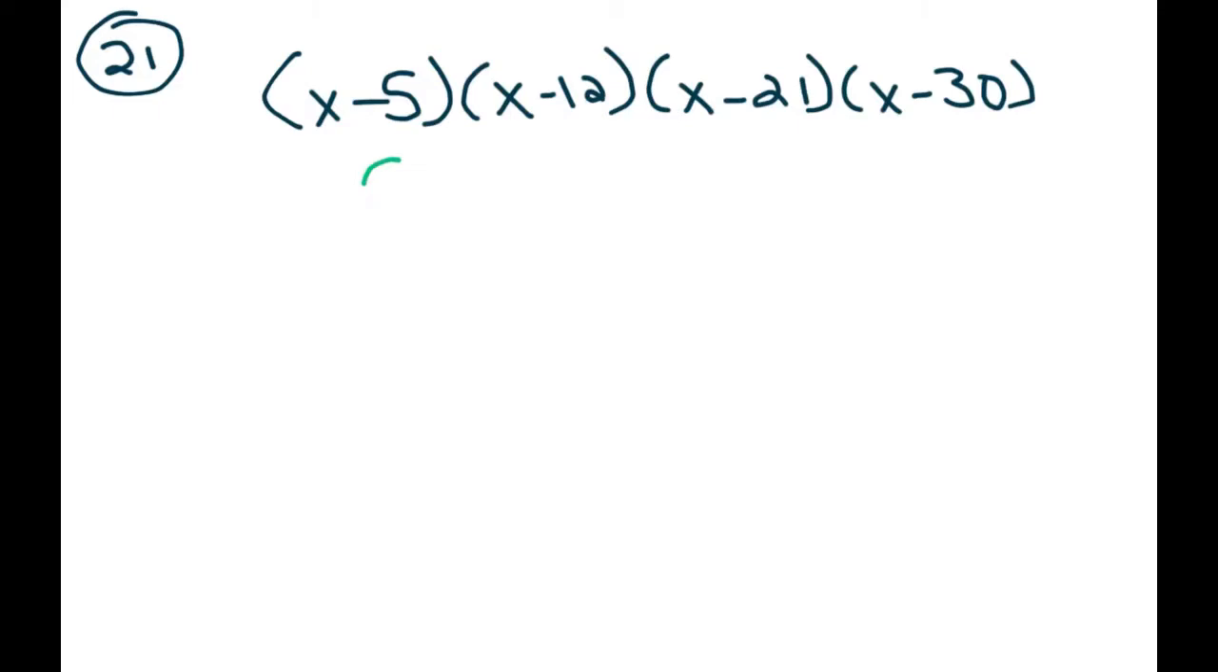Guess what? The numbers are 5, 12, 21, and 30. Because anytime you have something in factored form and it equals 0, the solutions are gotten by the zero product property.